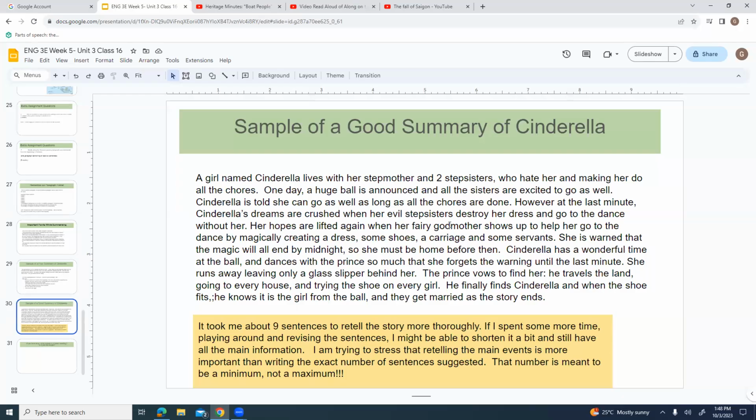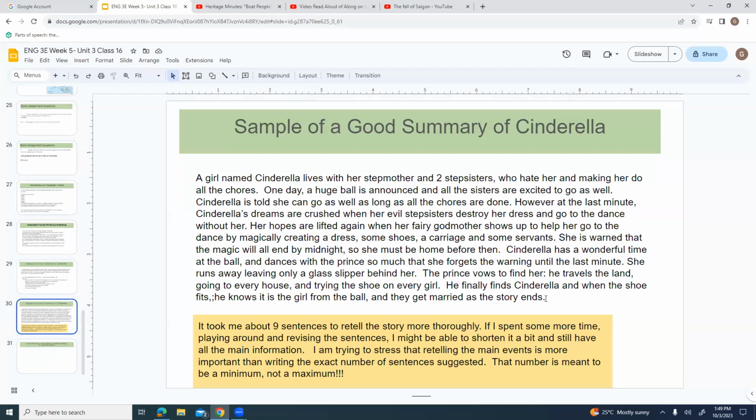Like fairy godmother, I don't think ever has a name. I explain what the magic is doing and the warning. I also explain why she lost her shoe, right? She's running away, trying to get away before that clock strikes. Maybe I can explain that better. How does he find her? He goes around, he tries the shoe on every girl, and then he finally finds her and they get married, right? The big thing is I'm just providing more detail, so it just makes a lot more sense.